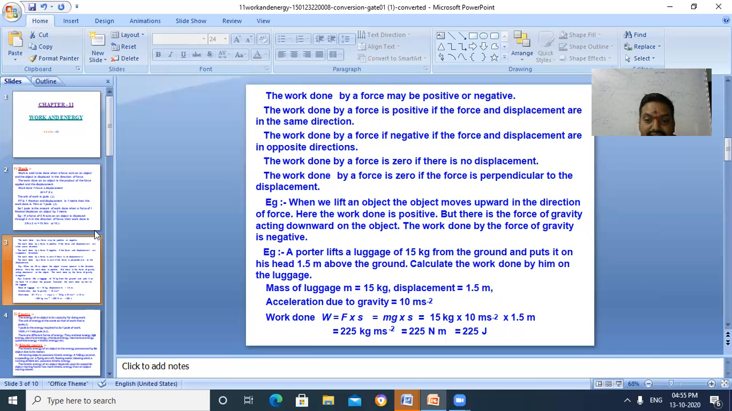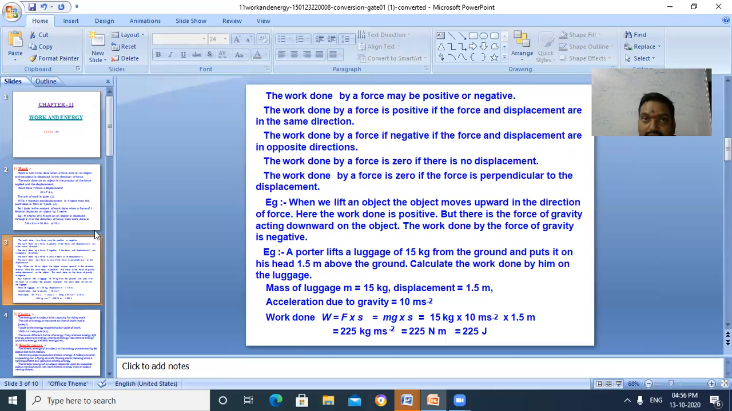The mass of the luggage is 15 kg and the displacement is 1.5 meters. If you consider acceleration due to gravity as 10 meters per second square, then work done is force into displacement, that is m g s: 15 into 10 into 1.5, 150 into 1.5, 225, in units of kg meter per second square. Joule is nothing but that.